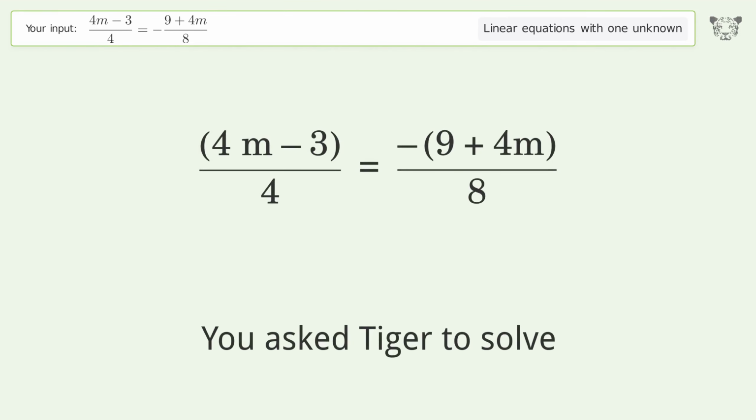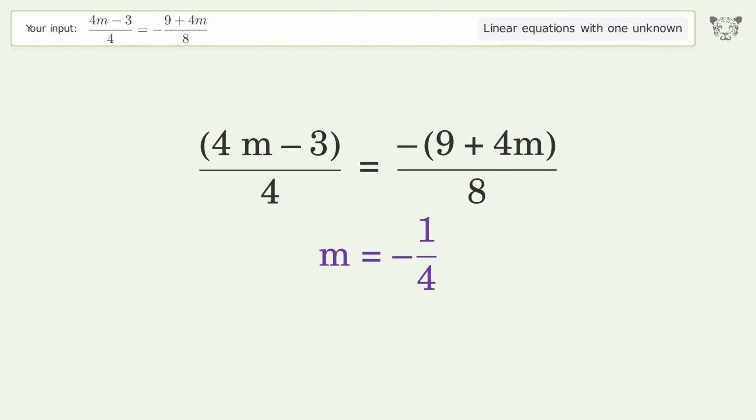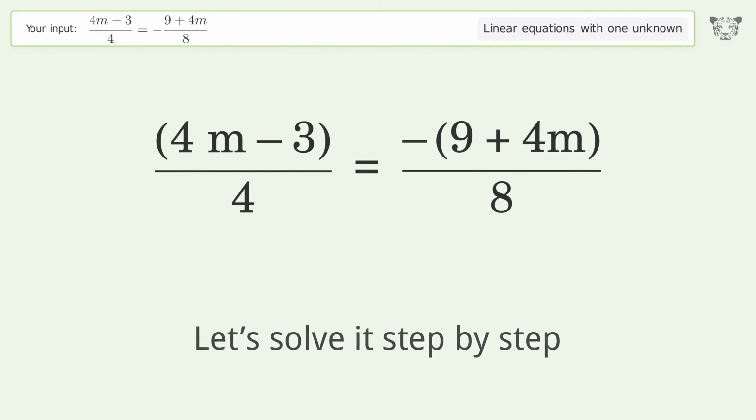You ask Tiger to solve this. It deals with linear equations with one unknown. The final result is m equals -1/4. Let's solve it step by step.